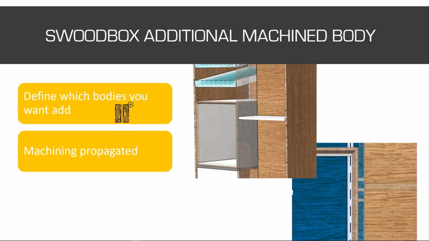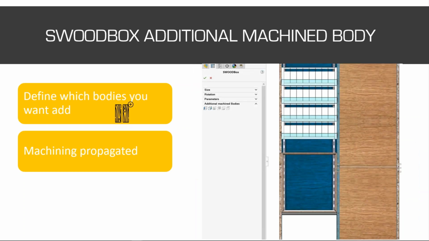And in this case, I want to propagate the machinings of my shells onto this box on the left. To do so, we will edit again the SWOODBOX features of this shells. And then we will have the last tab, which is the additional machined bodies. And you can see that you have several faces highlighted.